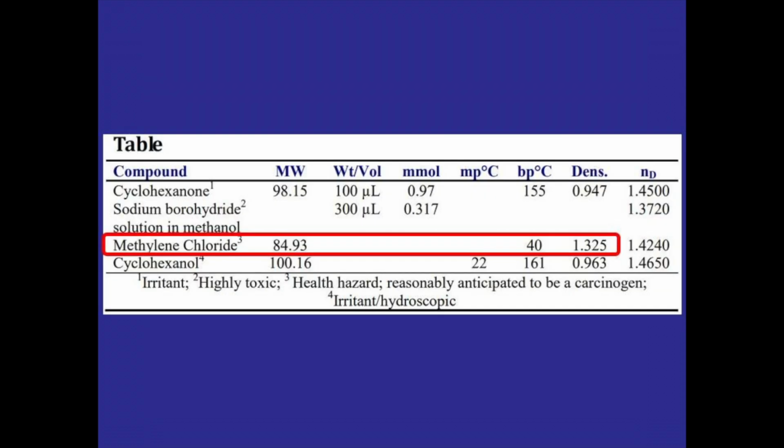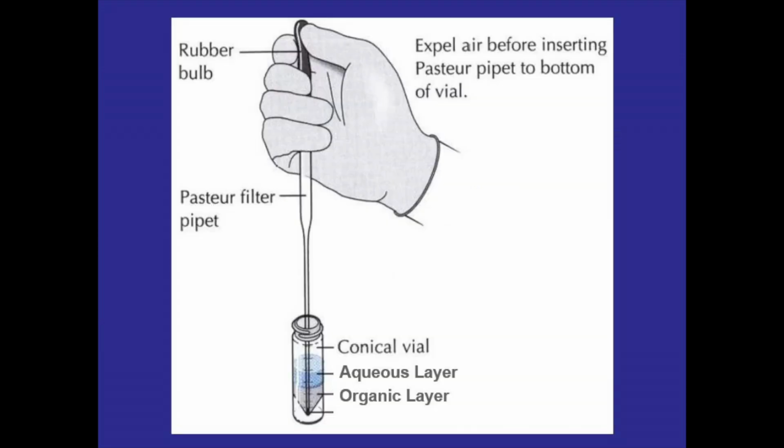Methylene chloride is more dense than water, so when it's added to the conical vial, the bottom layer will be the organic methylene chloride solution. Then, as those 2 layers are mixed together really well, the cyclohexanol product will move into the organic layer, and we'll do this a total of 3 times to make sure that we extract as much product out as possible.